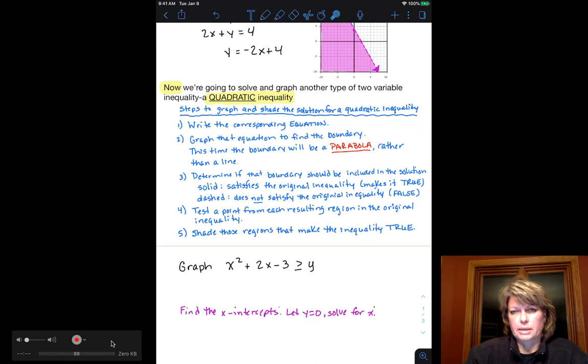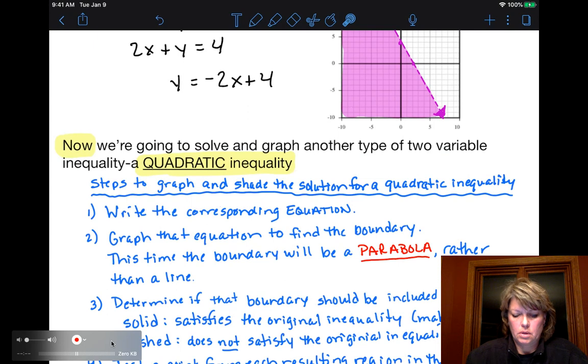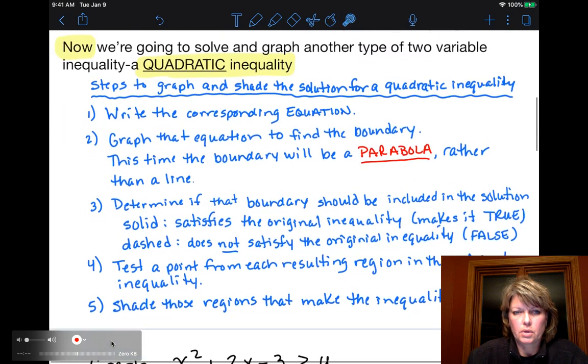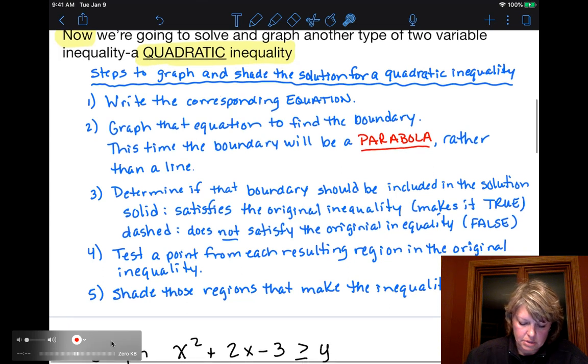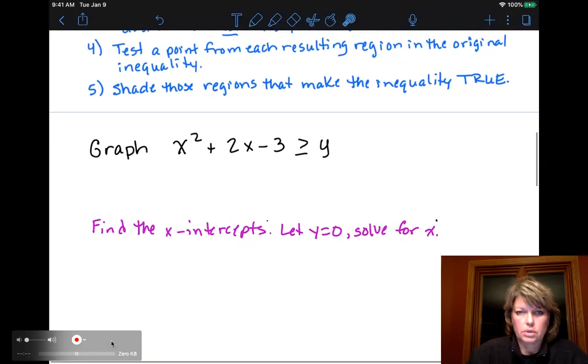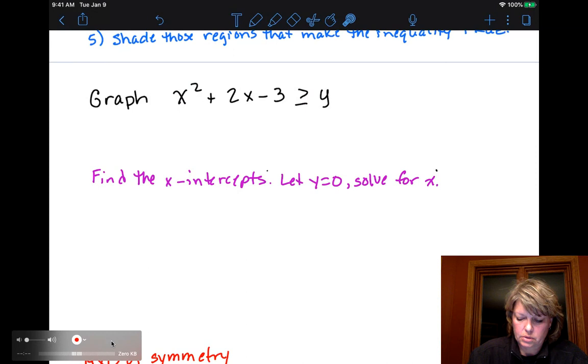I'm just going to turn my iPad for a second. It gives you a bigger screen to see. So again, the steps for solving the inequalities are exactly the same as they were before. So here's an example of one that we can do.